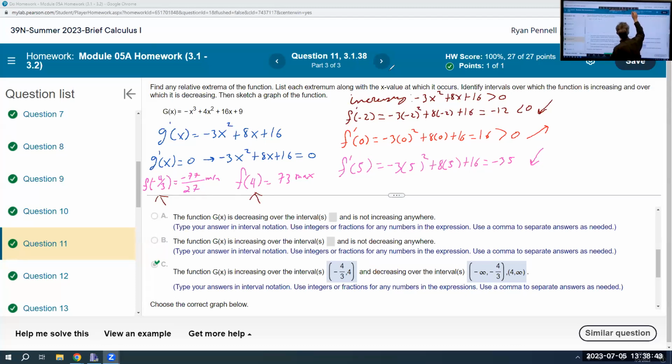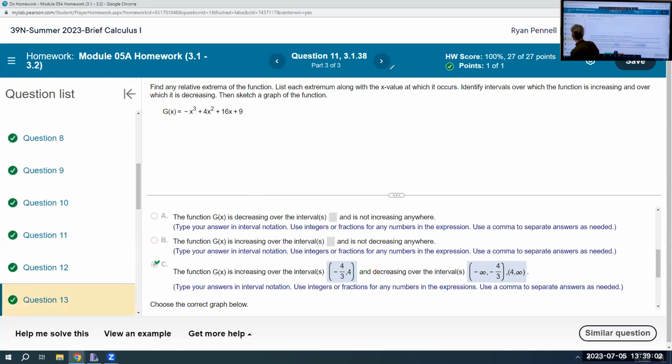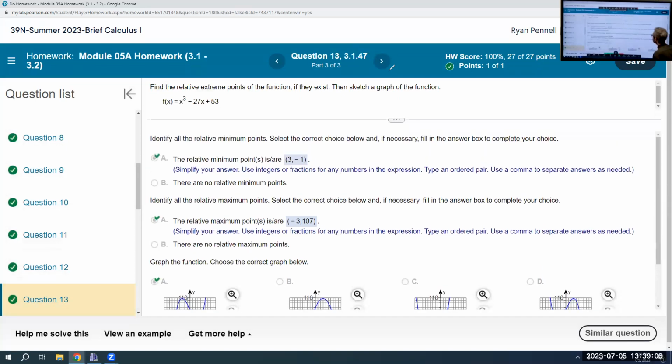Okay. I personally think it's easy to just plug in. You have to kind of know what you're doing, but just plugging in points in the derivative, since we're just dealing with polynomials, it's pretty easy. Trig functions get a little trickier, but that's 13. It's roughly the same thing.